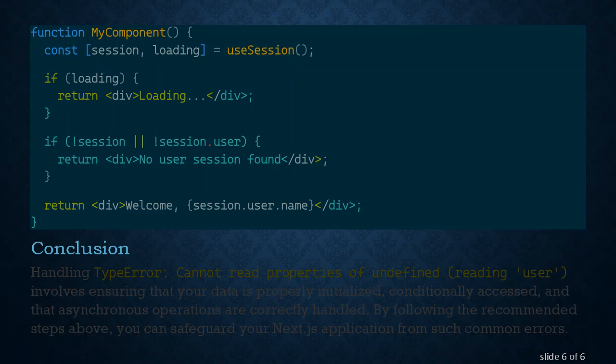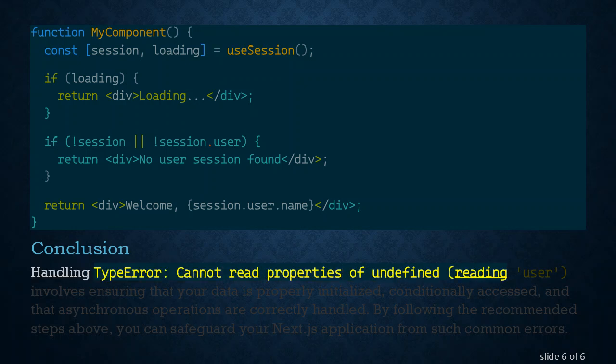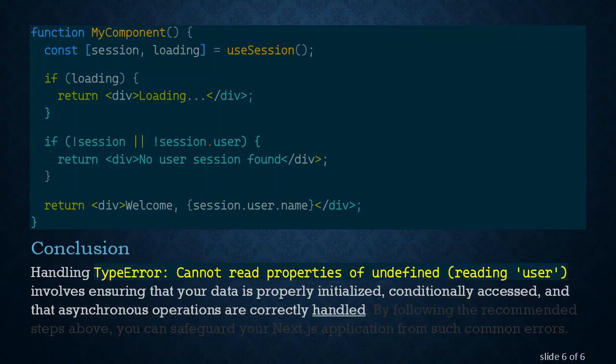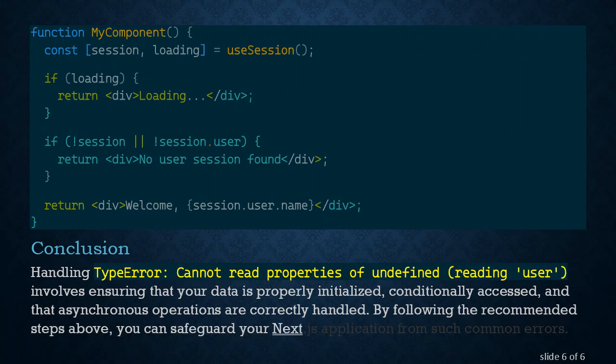Conclusion. Handling TypeError, cannot read properties of undefined, reading user involves ensuring that your data is properly initialized, conditionally accessed, and that asynchronous operations are correctly handled. By following the recommended steps above, you can safeguard your Next.js application from such common errors.